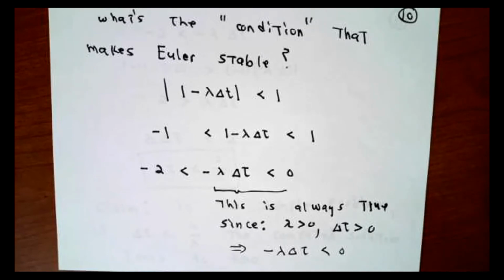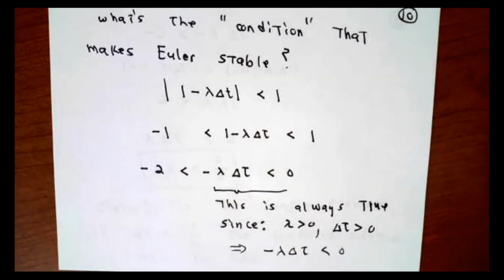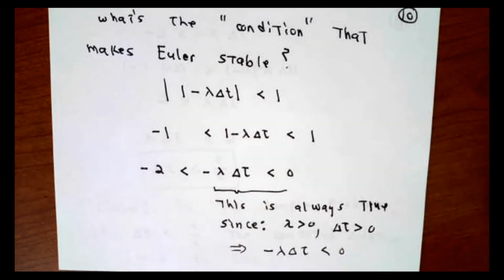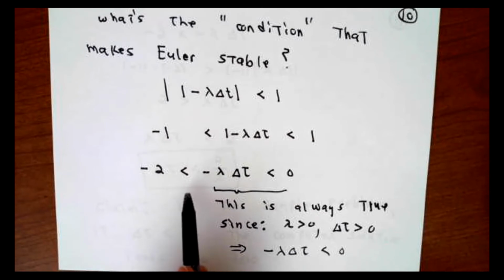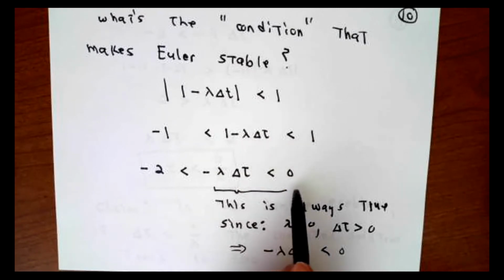Let's look at what that condition means. If the absolute value of a quantity is less than 1, then the quantity itself must be between 1 and negative 1. So we have a double inequality to solve here. If you subtract 1 from all three members of this inequality, you find out that it becomes negative 2 is less than negative lambda times delta t, which needs to be less than 0.